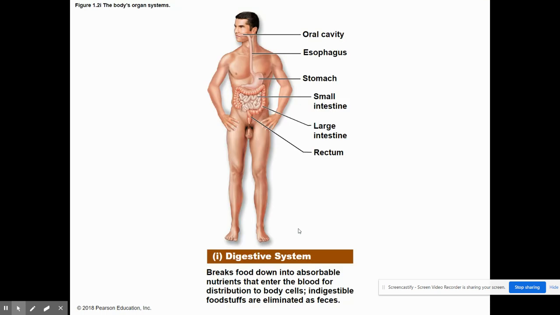So the main anatomical structures are the oral cavity, the esophagus, the stomach, the small intestine, the large intestine, and the rectum. And the main physiological functions are breaking food down into absorbable nutrients that enter the blood for distribution to body cells, and eliminating indigestible foodstuffs as feces.